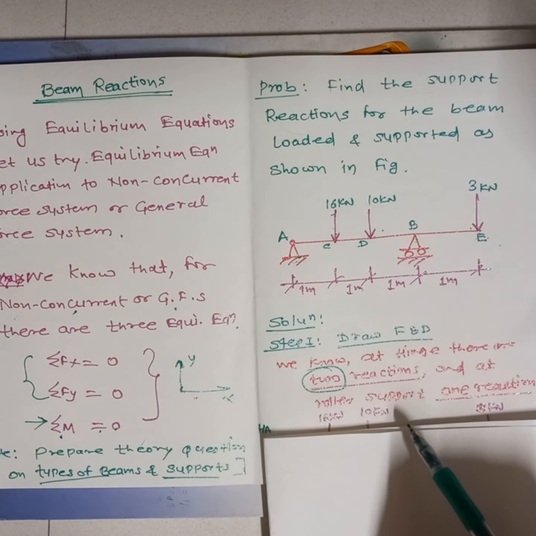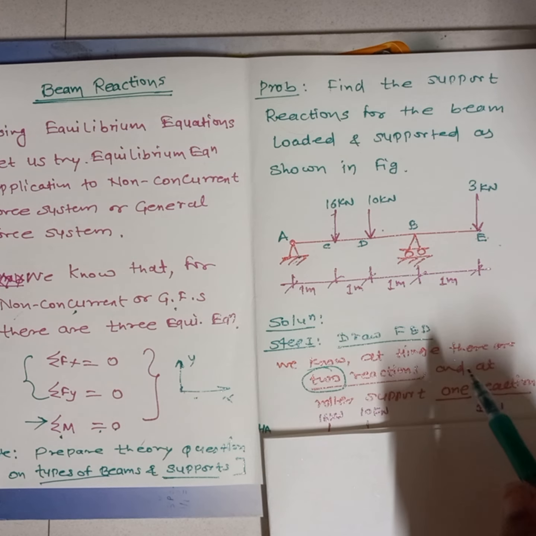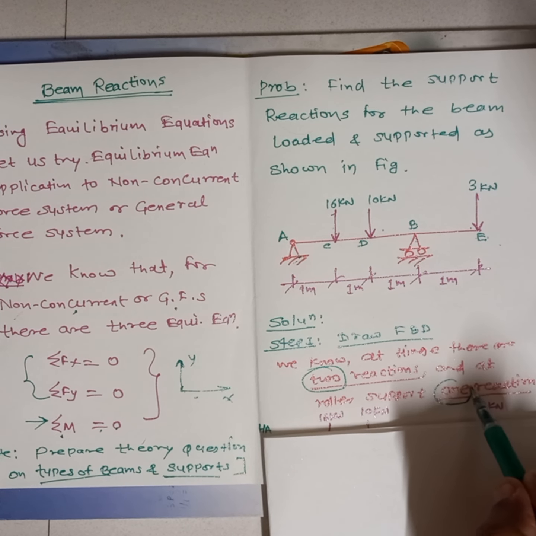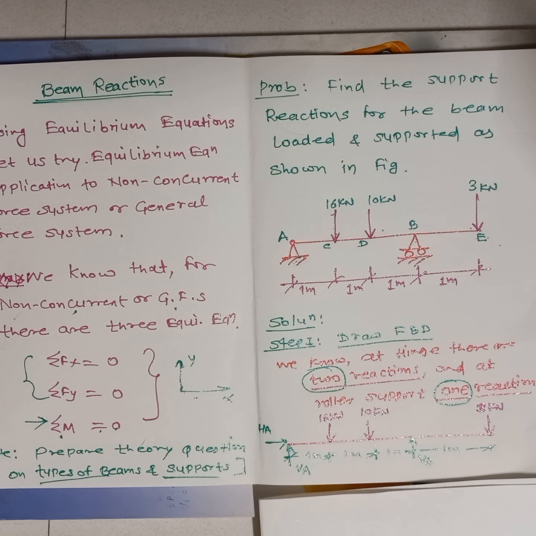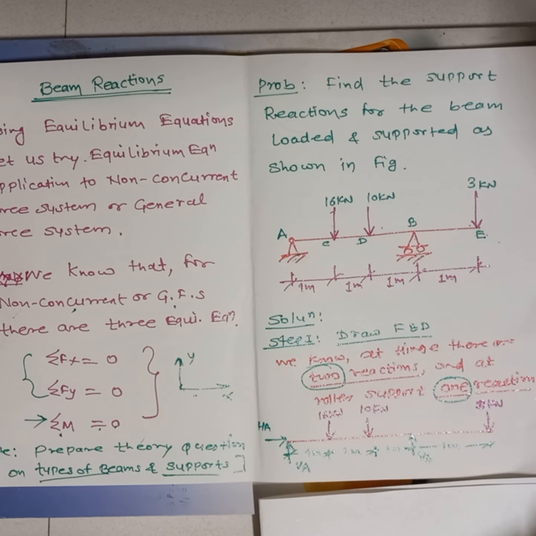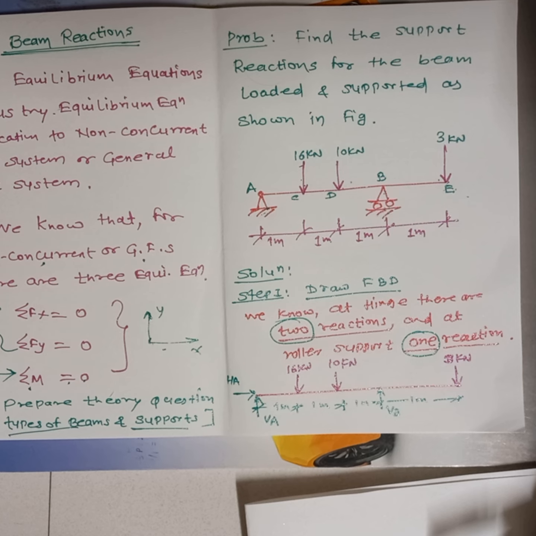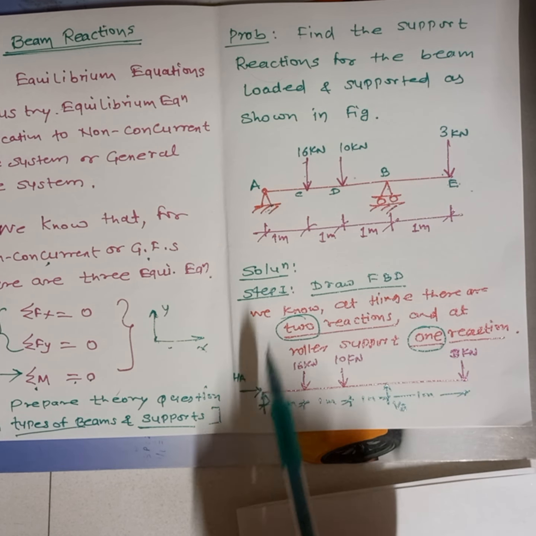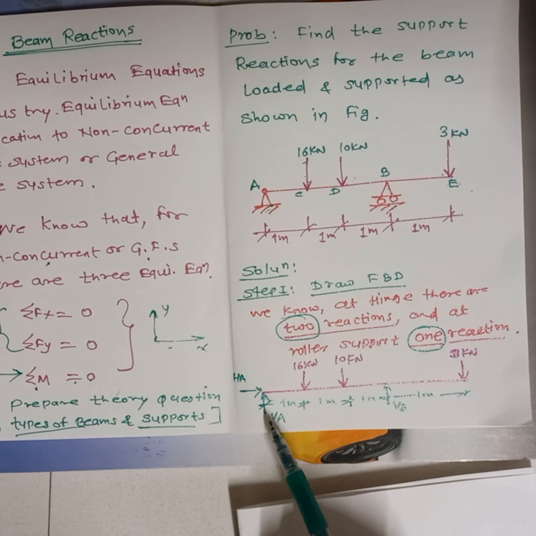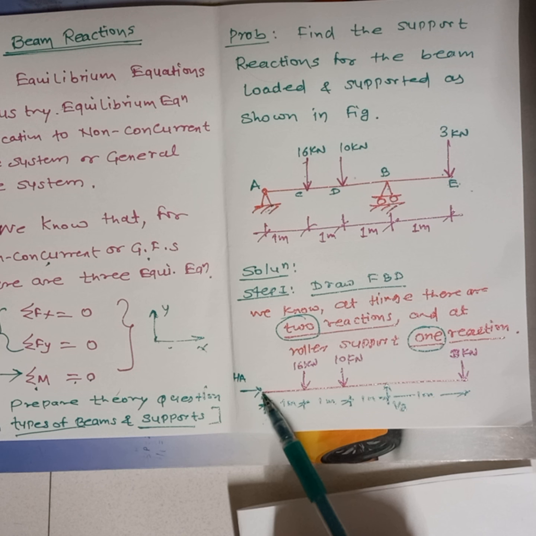And at a roller support there is 1 reaction only, that is vertical, because it is a roller support, and hence only 1 reaction will be present. So here I have drawn the FBD for the given beam. What I have done is I have separated the A support and in place of the A support I have replaced it with reactions, vertical reaction and horizontal reaction.